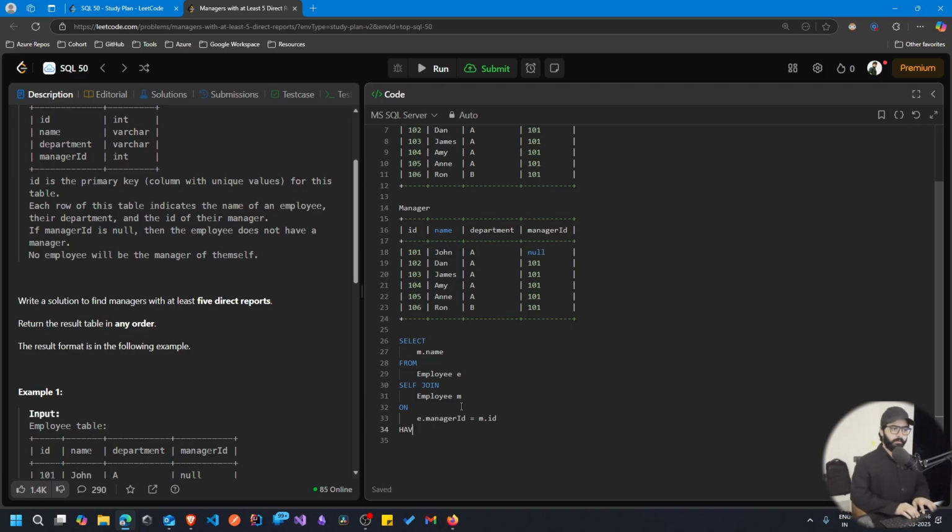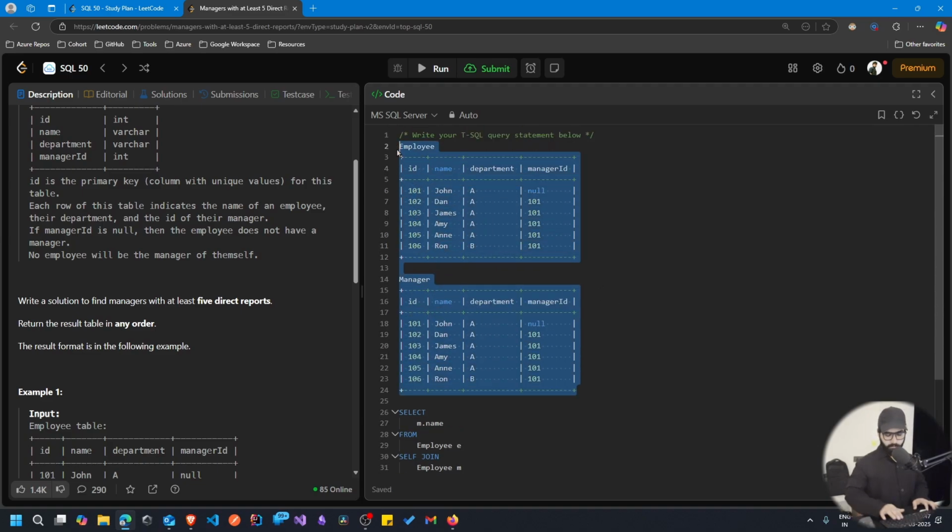Can't we use having count of star greater than or equal to 5? Will this work? We have to use group by with the manager ID as well, because otherwise we will not get the expected result. So we will group by manager ID. Let me see if we can submit this.